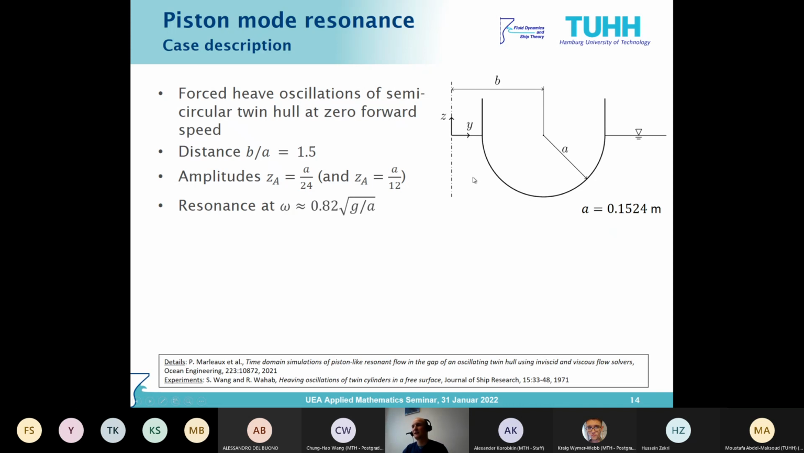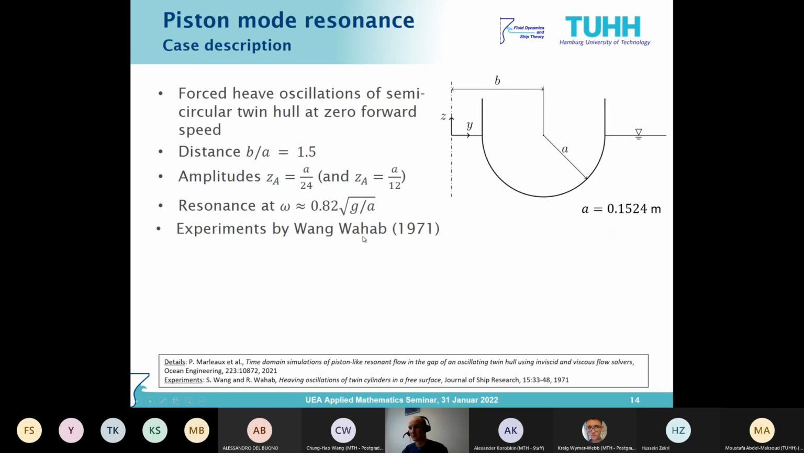And what happens here is that there is a so-called piston mode resonance happening at a certain frequency. This means that the free surface in the gap between the hulls is moving up and down very violently, so it has a much larger amplitude than the amplitude of the motion. This is something we wanted to investigate to validate our code, but also to investigate this phenomenon a little bit deeper.